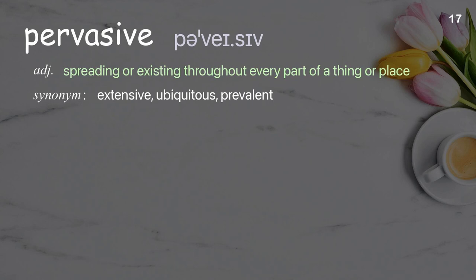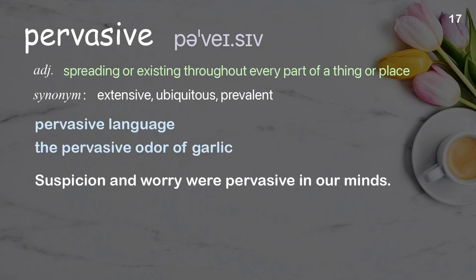Pervasive. Spreading or existing throughout every part of a thing or place. Examples: pervasive language, the pervasive odor of garlic. Suspicion and worry were pervasive in our minds.